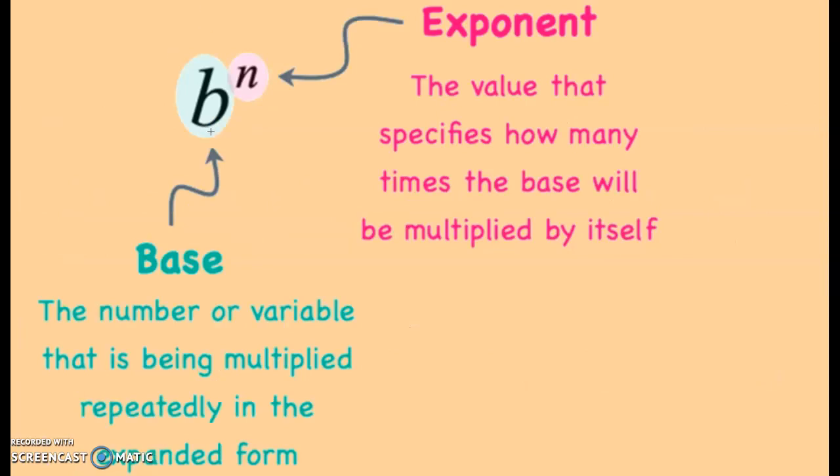So let's talk about the parts of one of these powers. The big number, which we'll call b in this case, is the base. It's the number or variable that is being multiplied repeatedly in the expanded form. And then the little number in the top right-hand corner, the n, is the exponent, the value that specifies how many times the base will be multiplied by itself.